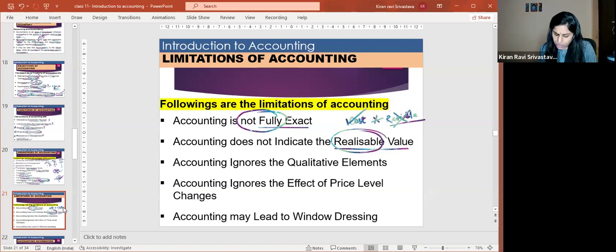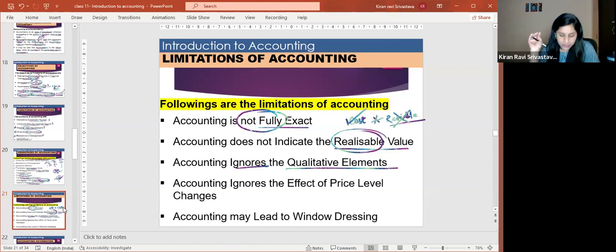Then accounting ignores the qualitative elements. Qualitative elements, like as we said in the very beginning, accounting records only the numbers, financial information. It does not record the qualitative elements. For example, if the forecast is that the sale will go down by 10%. So this forecast is qualitative information, an estimate that the sale of a particular product might fall because of the change in government policy. Now, this is qualitative information. Accounting will not record this qualitative information until and unless the real decline in sale has happened.